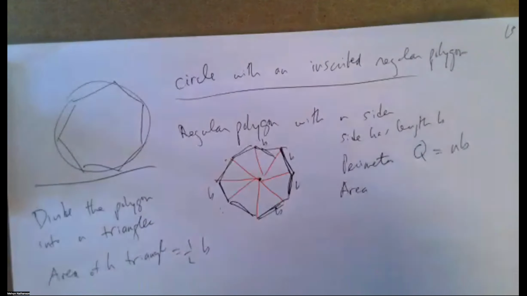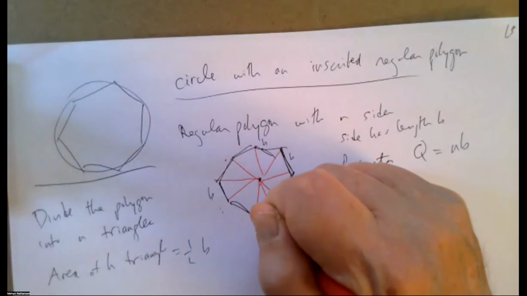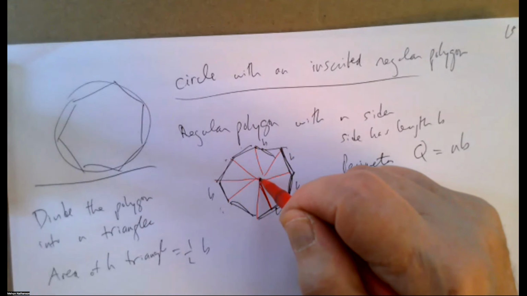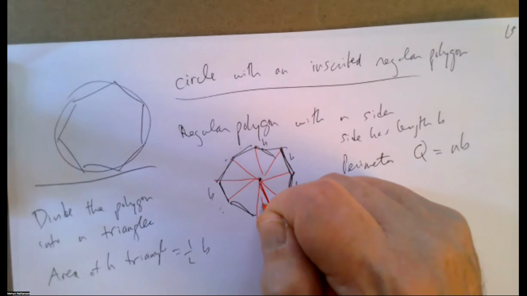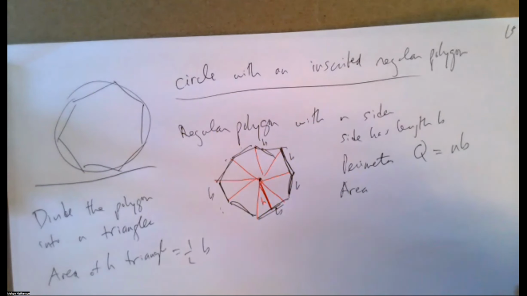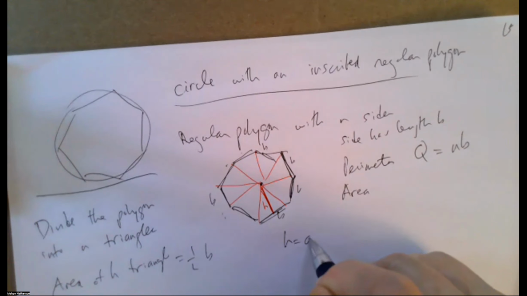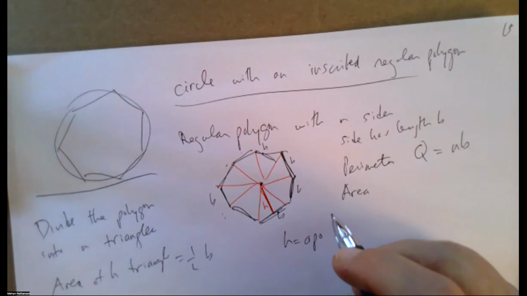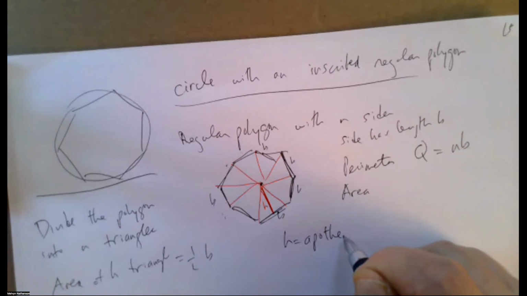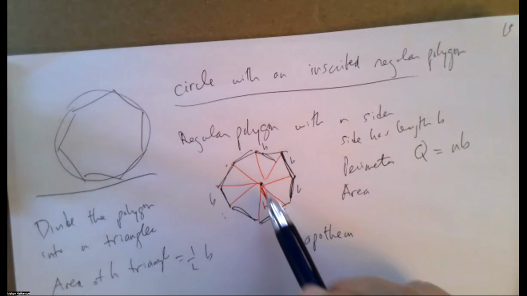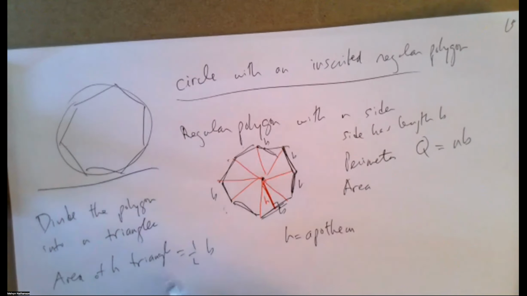What is the height? Well, you draw the perpendicular from the center of the polygon to the side. Call that h. So this h is called the apothem. It's just the height of this triangle. So the area of the triangle is half the base times the height.